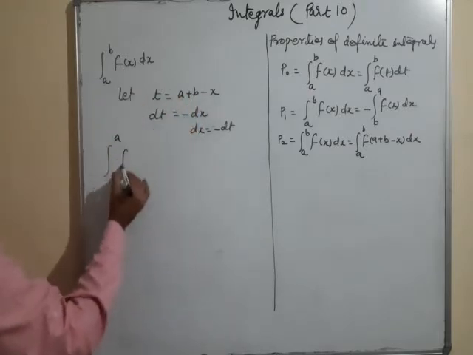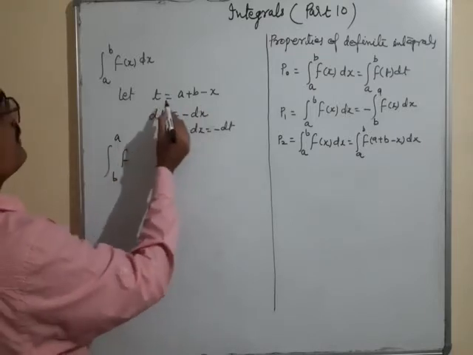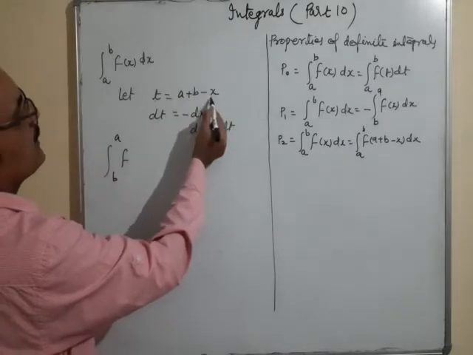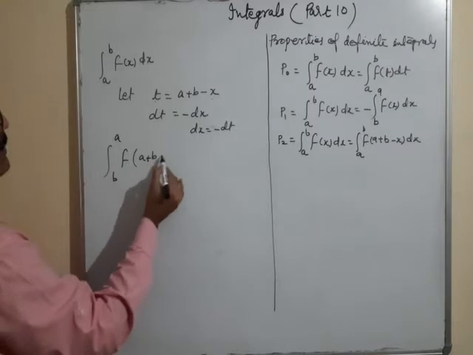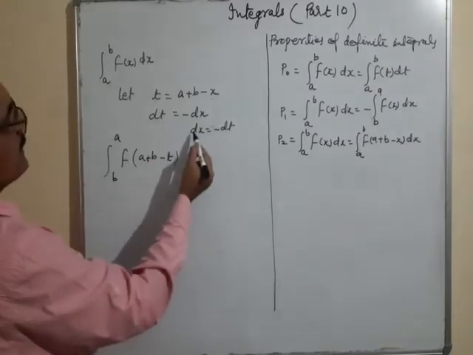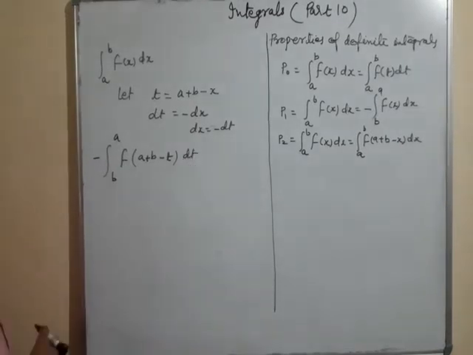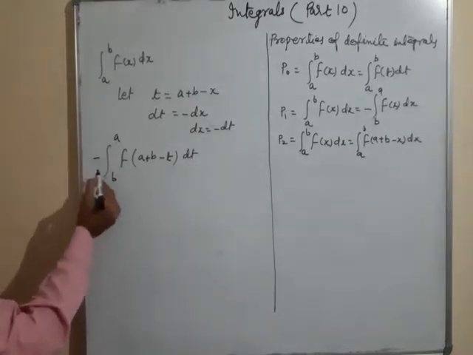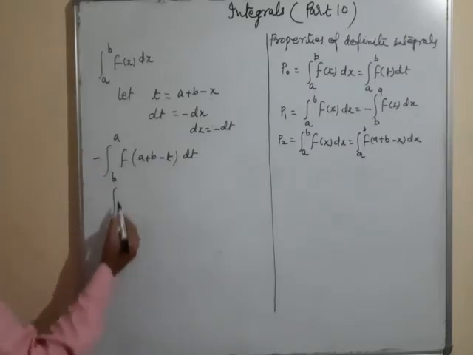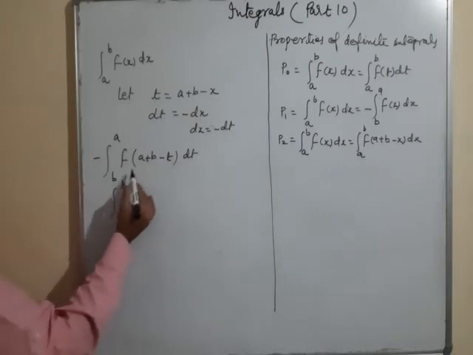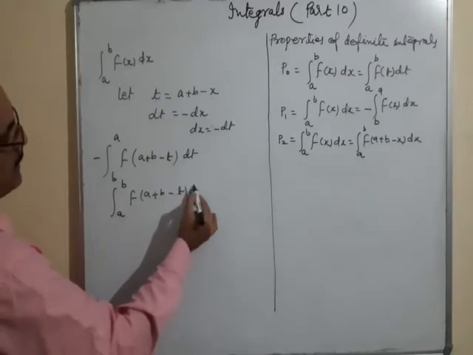And f of, in place of x, because I have taken t is equal to a plus b minus x. Therefore x is equal to a plus b minus t. So f of a plus b minus t. And dx is equal to minus dt, minus sign, it is dt. Okay. What happens when we exchange the limits, this minus sign will become a plus sign. So it is integral a to b f of a plus b minus t dt.